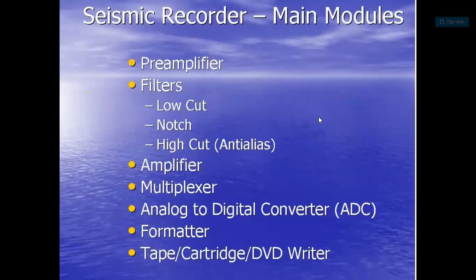Guys, seismic recorder main modules: pre-amplifier, filters (low cut, notch, and high cut anti-aliasing), amplifier, multiplexer, analog to digital converter (ADC), formatter, tape or cartridge, or DVD writer.